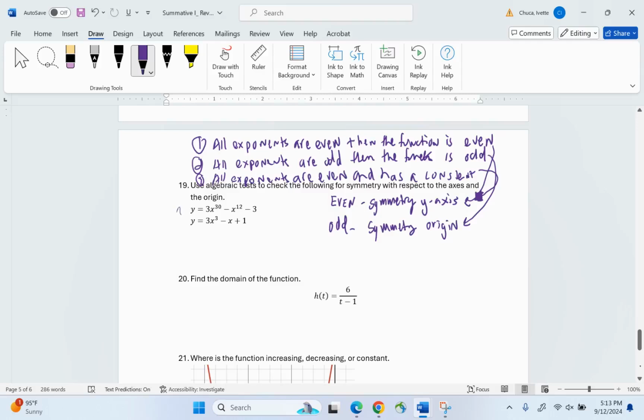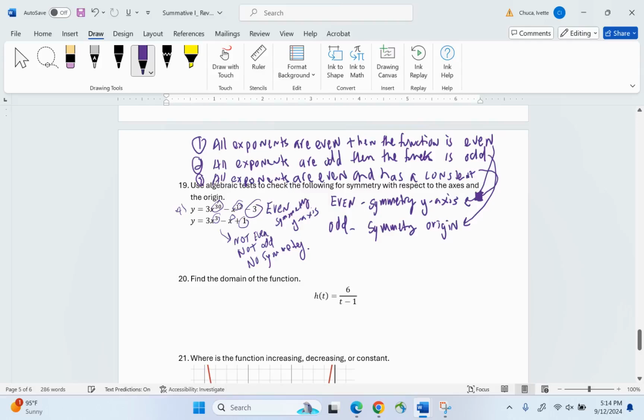So if we look at the first one here, let's call this A. Notice I have a 30, that's even. Then I have 12, that's even. And I have a constant. Since they're all even with the constant, we say that this function is even. Therefore, it has symmetry on the y-axis. But if you look at the next one, this is odd, and then you have a constant. Since they're all odd but you have a constant, this is not even, and it's not odd. So it has no symmetry.